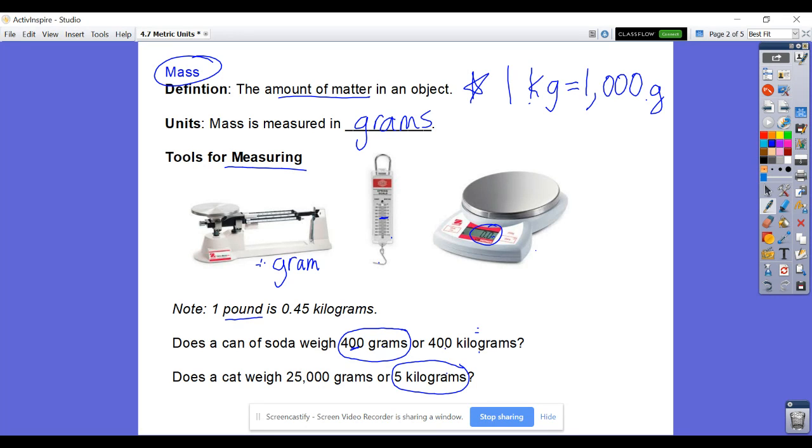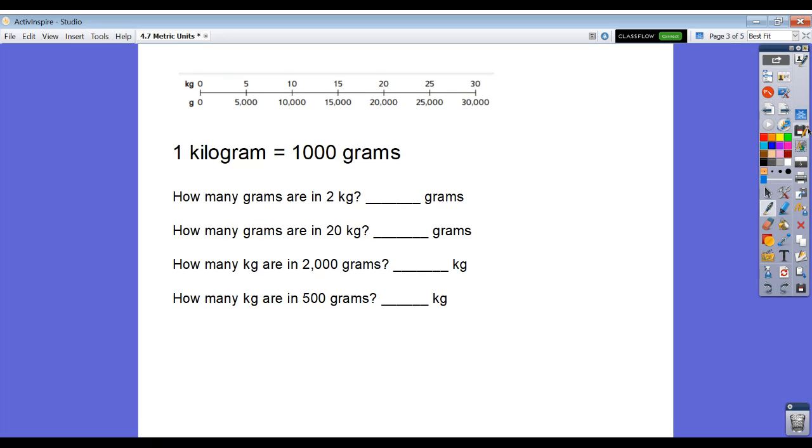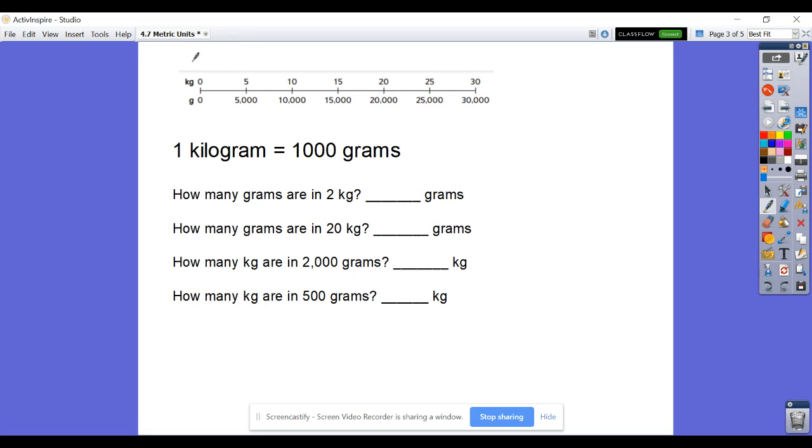But the way I like to think about it is otherwise you'd be saying that a cat weighed 25 kilograms, right? Which, oh my gosh, that would be a fat cat. That would be over a 30-pound cat. So this one is more reasonable. Just to give you a sense in the real world. So picture a cat at about 5 kilograms, a can of soda, it's about 400 grams. Now you have a sense of those units in your head, and now we get to practice converting them. So you see again up here our beautiful measurement scale.